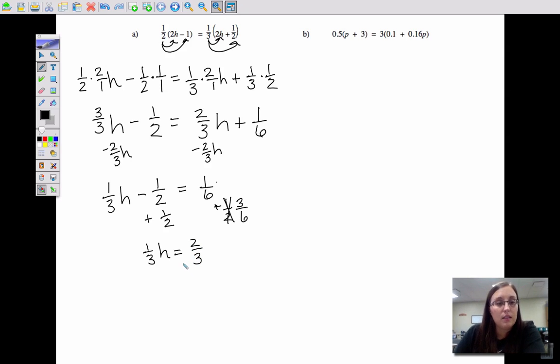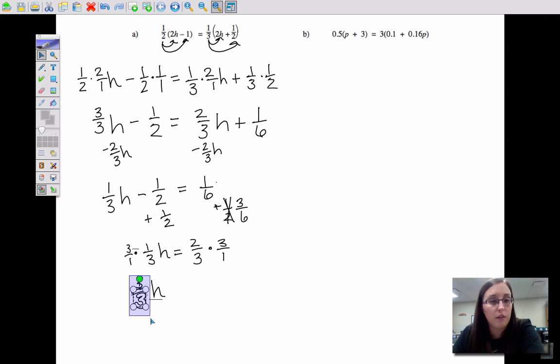All right, and then the last thing that I'm going to do is get rid of this fraction in front of the h. And so this will be the most important thing. To get rid of a fraction, you multiply by its reciprocal. So 1/3 times 3 over 1. And remember, with equations, what I do to one side, I have to do to the other. Multiplying 1/3 by 3 over 1 gets me 3 over 3h, which, like I said before, goes away because that's the same thing as 1h. And then multiplying 2/3 times 3 over 1 gives me 6/3, which means that h equals 2.